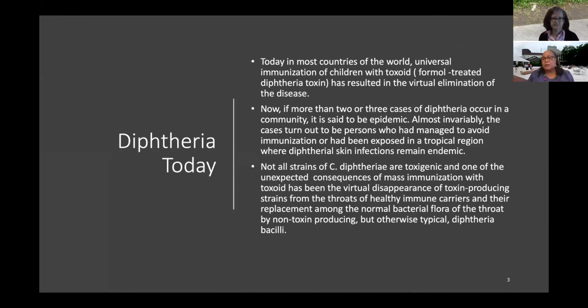Today, in most countries of the world, there's widespread immunization of children with toxoid. Many of you listening will remember having to take your diphtheria shots before you go to school. And that is a key aspect of what it means to bring a disease under control. Now, if more than 2 or 3 cases of diphtheria break out in the community, it's called an epidemic.